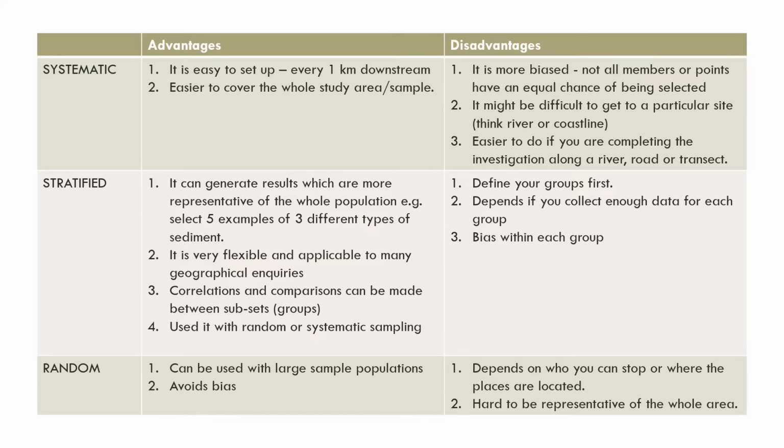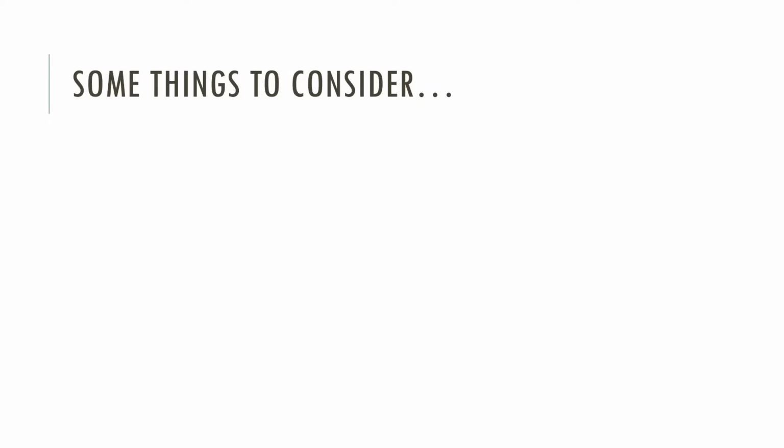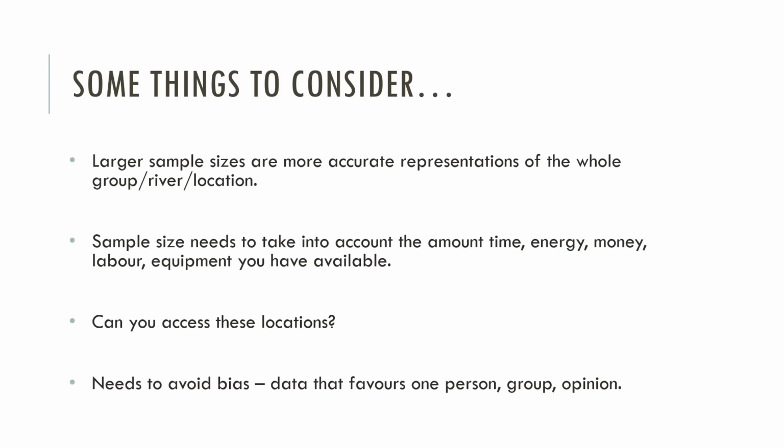And here on this slide, what I've done is to try to summarize the main advantages and disadvantages of using these different techniques. Now, there are still some more things to consider. So, for example, you need to make sure that your sample size is large enough to give you a more accurate representation of the whole group that you're trying to target, the river and the location you're carrying out your study in. The sample size needs to take into account the amount of time, energy, money, labour, equipment you have available to you. You need to also consider, can you actually access these locations safely?